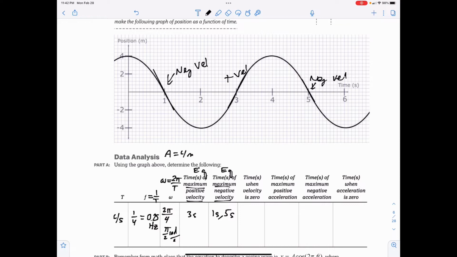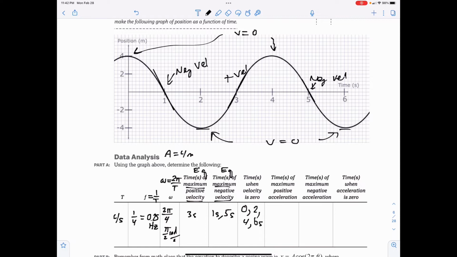Okay, times of zero velocity. Well, zero velocity occurs at the amplitude. So at the amplitude right here and right here, and right here too. Right here and right here. Velocity equals 0 at the amplitude. So when does velocity equal 0? It equals 0 at 0, 2, 4, and 6 seconds.